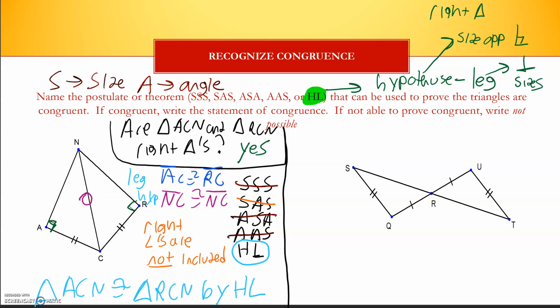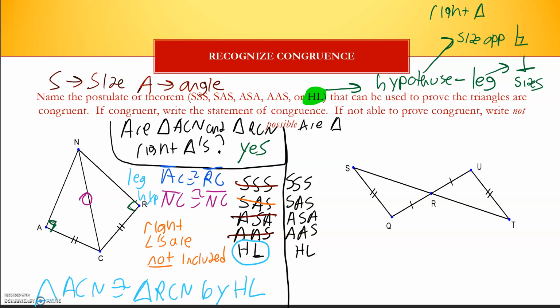Again, if those were not right triangles, this would not be possible. Let's look at the one on the right. All right, so we have our list. Side, side, side, side angle, side, and so on. I encourage you to do this when you are doing problems on your own. Think about the possibilities and get rid of them as you realize they are not possible. Okay, same question.